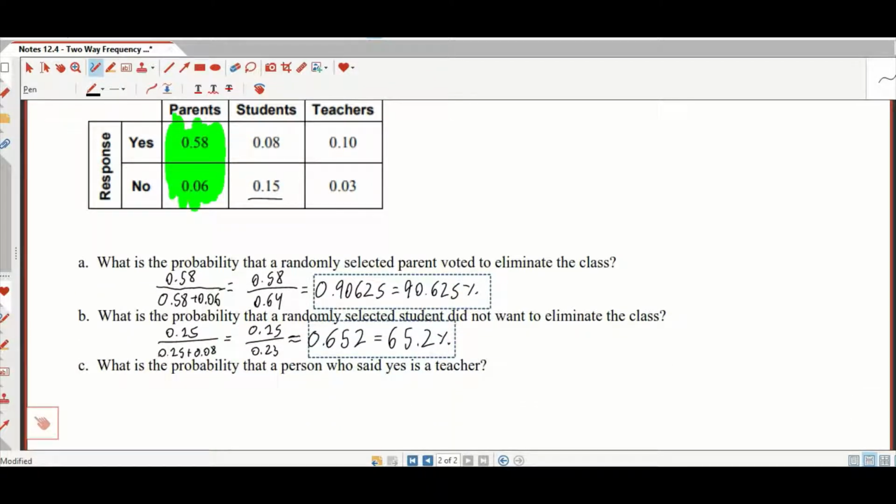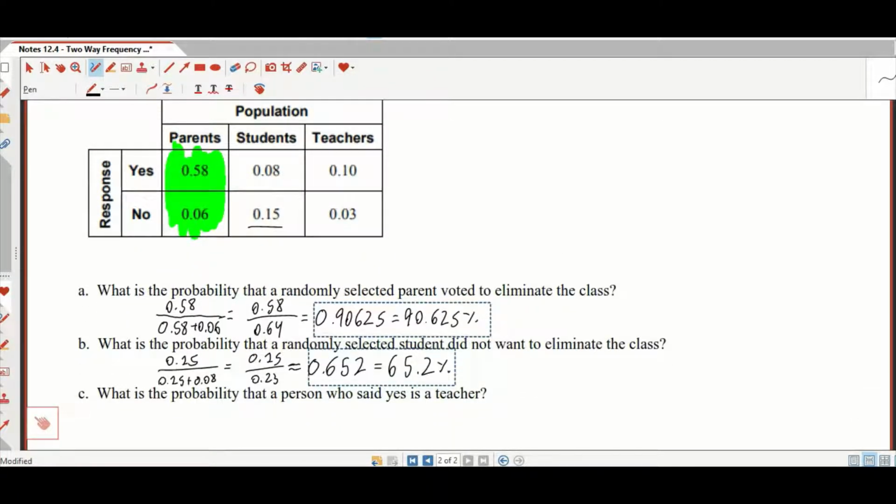What's the probability that a person who said yes is a teacher? Well, the teachers who said yes were, look at that, way more teachers voted to say get rid of that class. They didn't back me up at all. So 0.1 is the percentage of total people who were teachers who said, get rid of that dumb class. We don't like Mr. P.